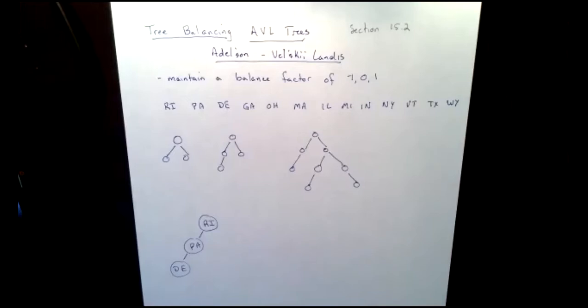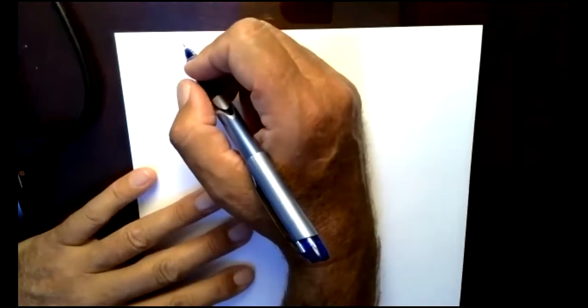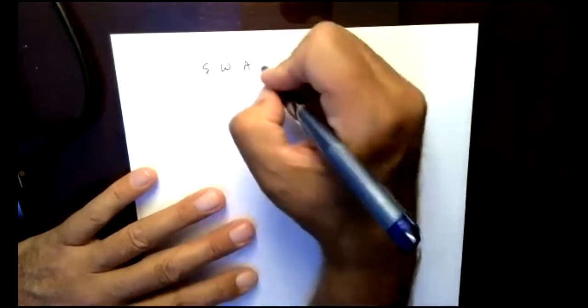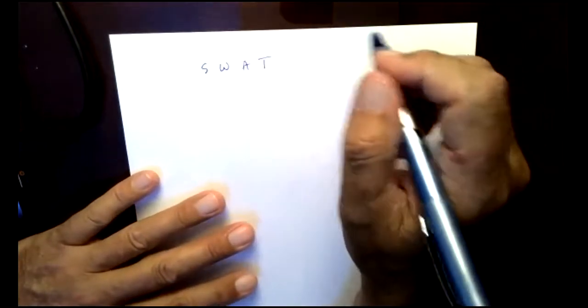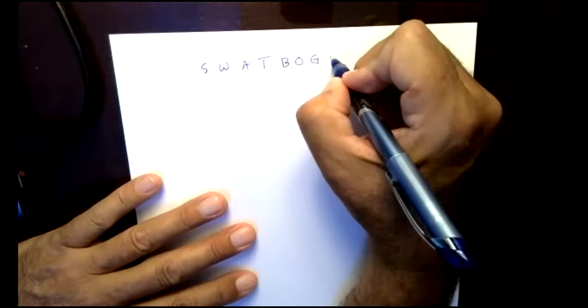All right, section 15.2. Oh boy. I don't know if you remember, we had a conversation about what if I wanted to build a tree, and the idea of searching the binary search tree was supposed to make things really nice. If I said, okay, I want you to build a tree with the letters, trying to come up with something that has unique letters, and let's just say it's S, W, A, T, B, O, G, Y. SWAT, bogey. And I said to you, I want you to build a binary tree.